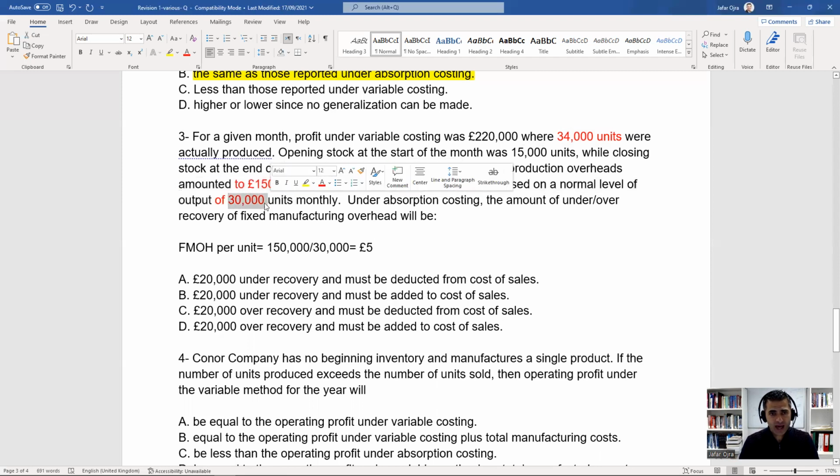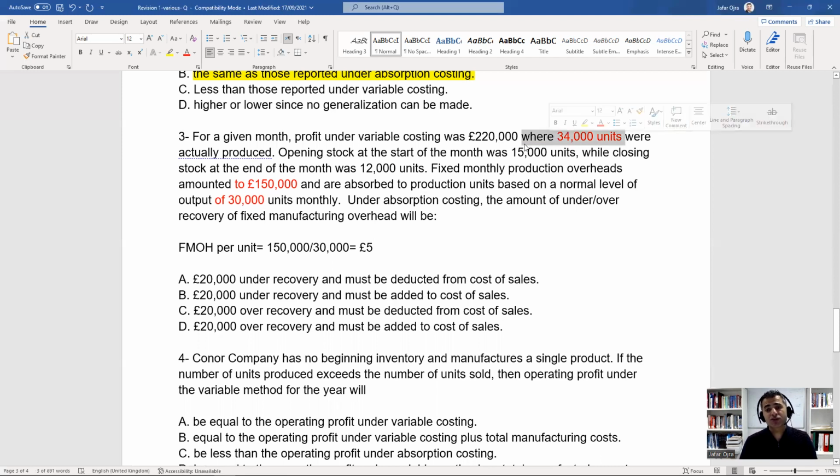Look here. When we budgeted based on £150,000 as a budget fixed overhead, we have 30,000 units. Budgeted is 30,000 units. That's where you calculated the fixed production overhead. But what really happened? The actual production was more than 30,000 units. We produced 34,000 units. In this case, we are over recovery. It's over by 4,000 units.